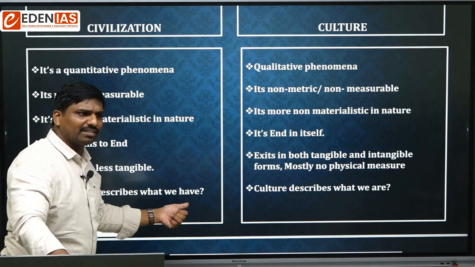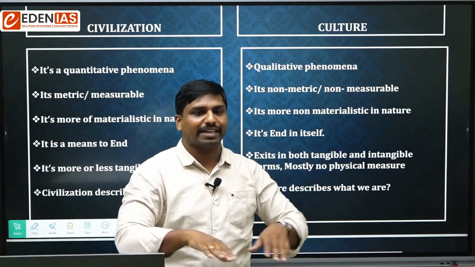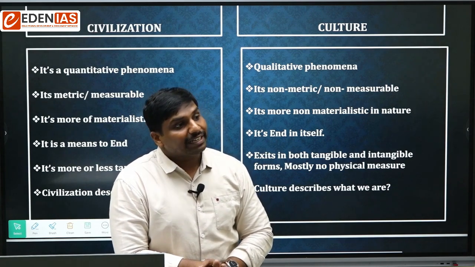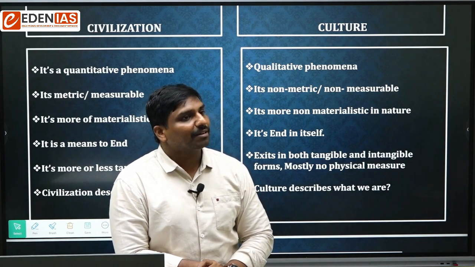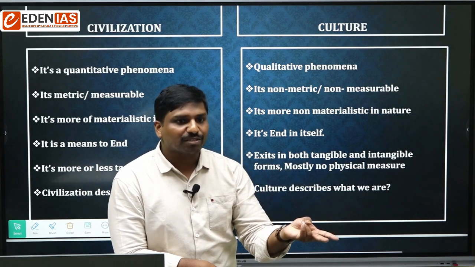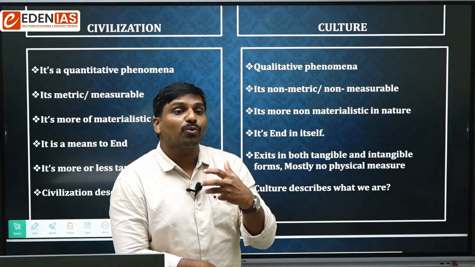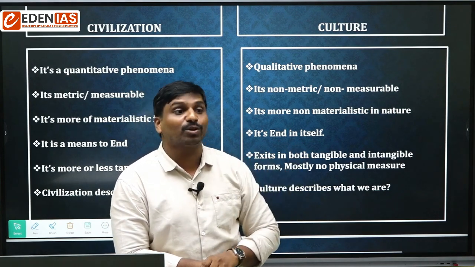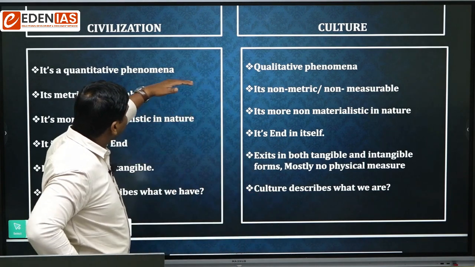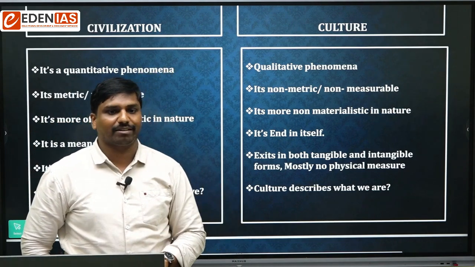For example, don't take it in an offensive way, just take it to understand what we are using here. A person may have 10 cows and another person might have 2 cows. The farmer also has cows, but the person who has 10 cows is considered more civilized. That means we are using it, denoting it, in a quantitative aspect.